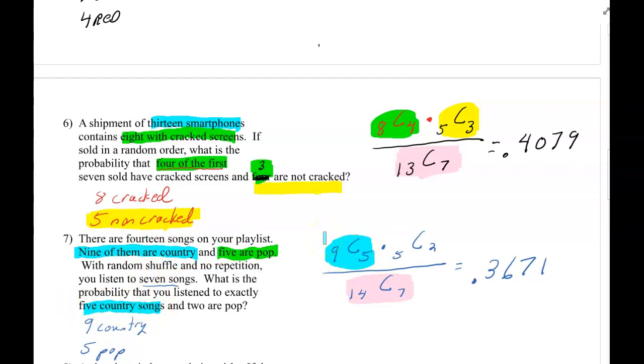That's favorable. And then out of the 2 pop, I'm assuming out of the 5 pop, you are choosing 2 of them. So 5 choose 2 is favorable. Again, the word and means to multiply. So when you multiply the numerator and divide by the denominator, you get 0.3671.